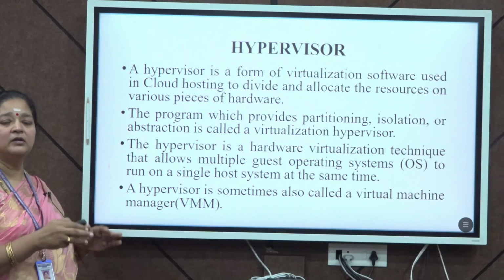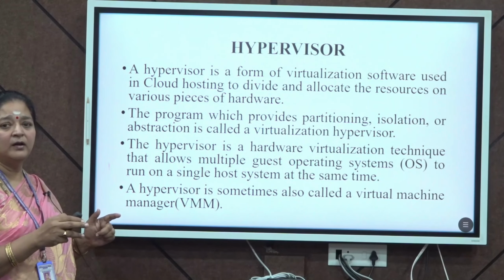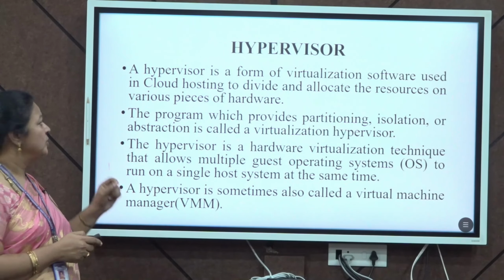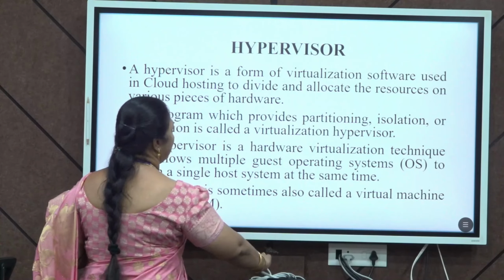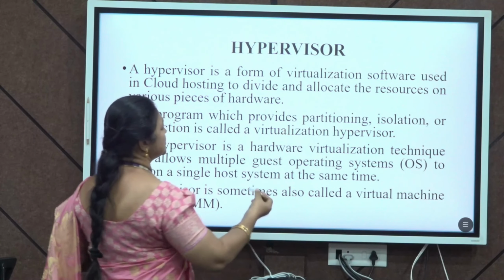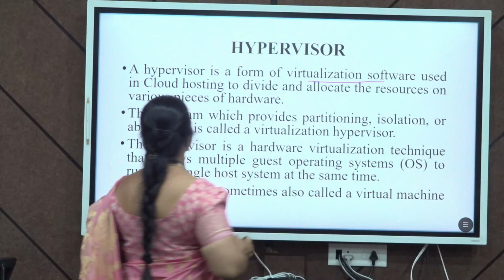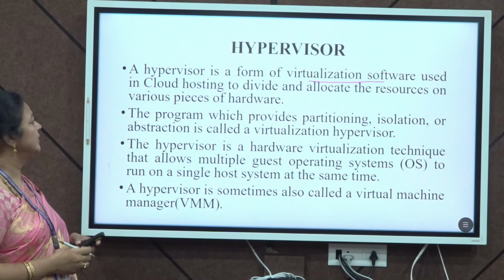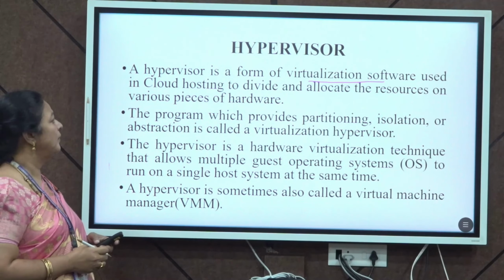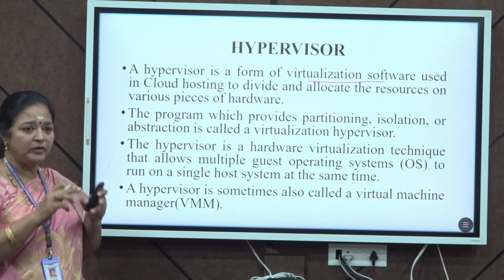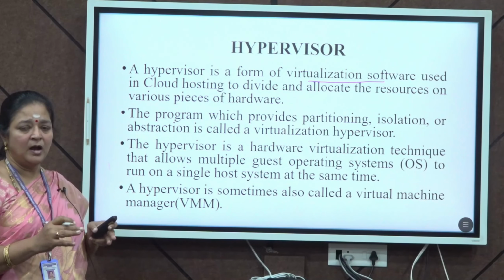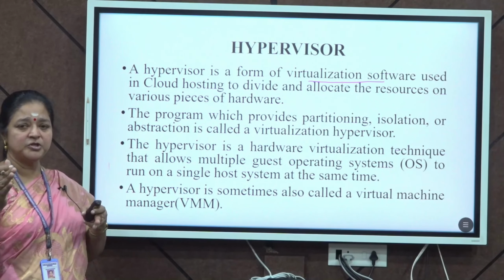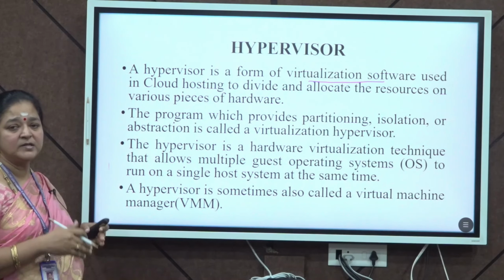We can also call this a firmware, and it's a virtual machine monitor, right? So hypervisor is a form of virtualization software that is used in cloud hosting to divide and allocate the resources on various pieces of hardware. That is, we have hardware at the bottom, and if we want this hardware to be used by virtual machines, then we need hypervisors in the middle.